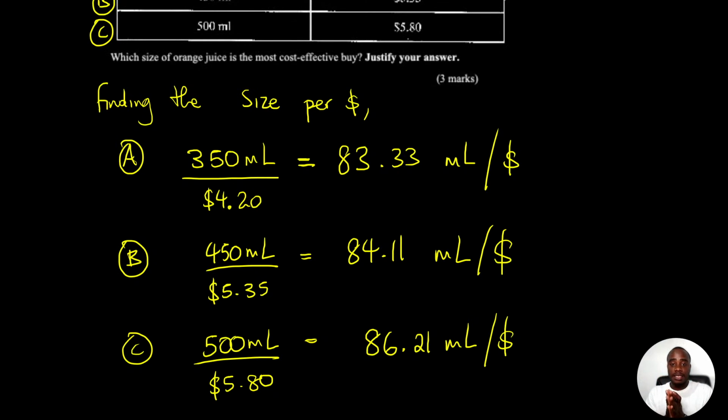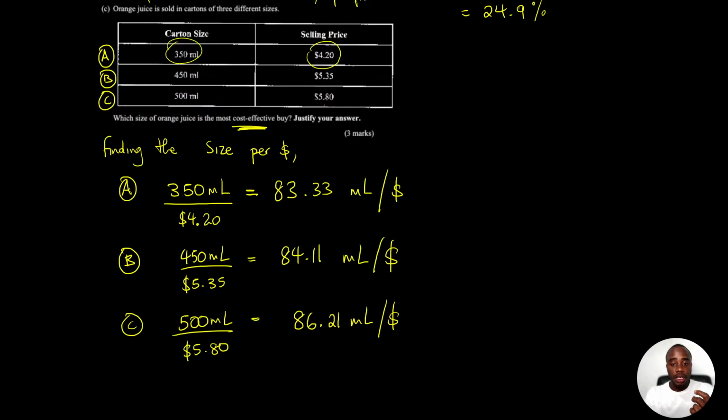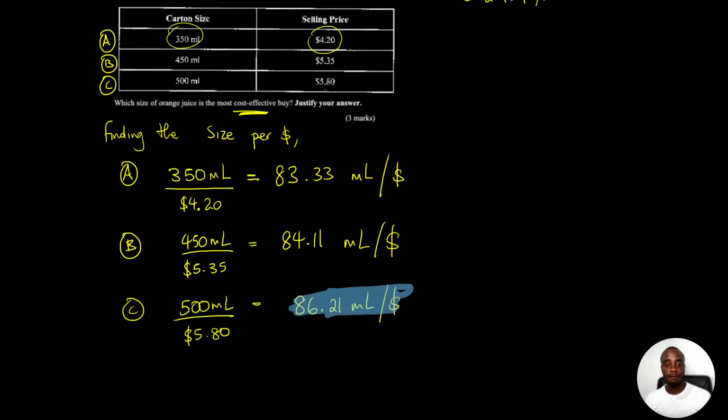Here's a question you have to ask yourself to think about the most cost-effective buy. What do you want? If you're buying the orange juice, you're going to want more milliliters for your dollar. Therefore, the one with the highest milliliters per dollar must be the best buy. Because now you have to think about what you want, you know, because that can help you to reason out which one is going to be the answer. So that means C would be the best, because C gives you 86.21 milliliters per dollar, more than the other two, right?